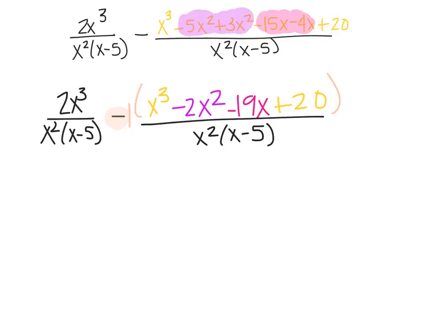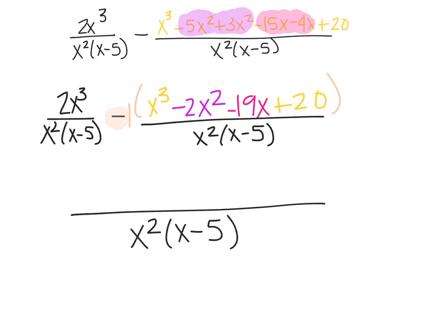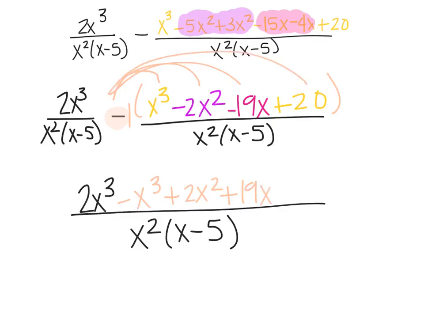So I'm going to rewrite this entire problem. I'm going to leave my denominator alone, but I'm going to go ahead and combine them together. So we have x squared times x minus 5. I have 2x cubed on top, and now I'm going to do some distribution here so I can put all this in one spot. So negative 1 times x cubed is negative x cubed. Negative 1 times negative 2x squared is positive 2x squared. Negative 1 times negative 19x is positive 19x. And negative 1 times positive 20 is negative 20.